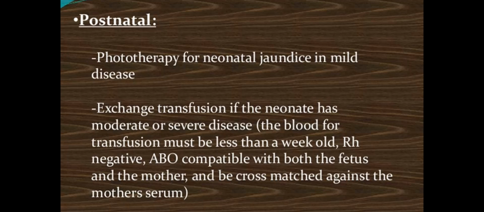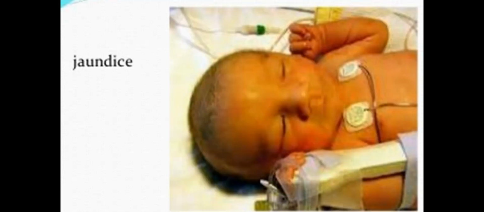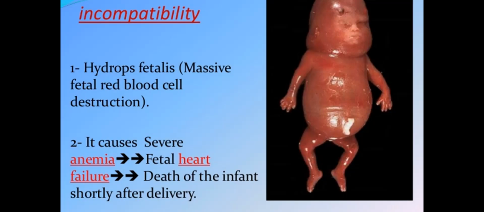Now postnatal, the baby is delivered. Now we have to check the baby for anemia. If the baby is anemic, then we have to transfuse the baby. If there is jaundice and it is mild, then we have to give phototherapy. And in moderate to severe cases, we have to give exchange transfusion. Now this is the picture showing fetal hemolysis. This is the picture showing a jaundiced baby.